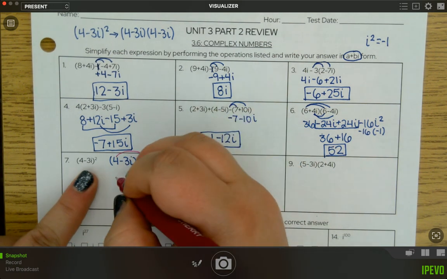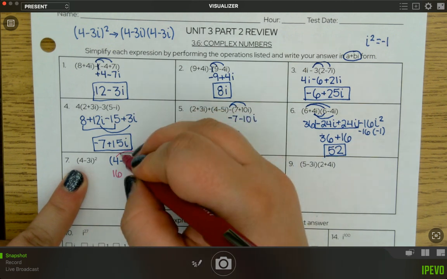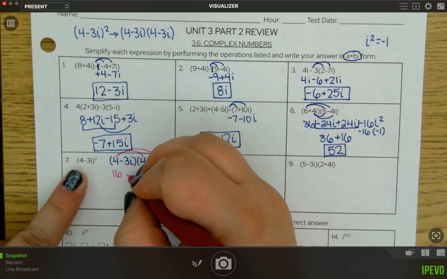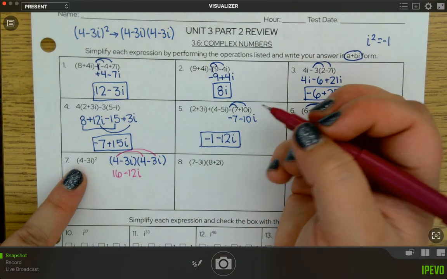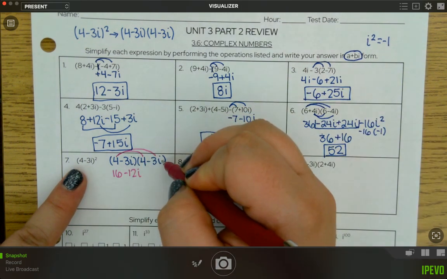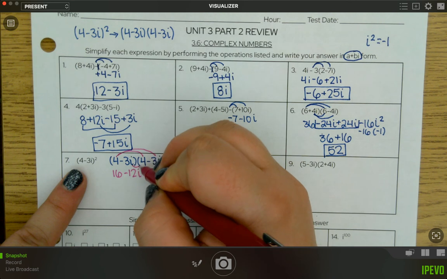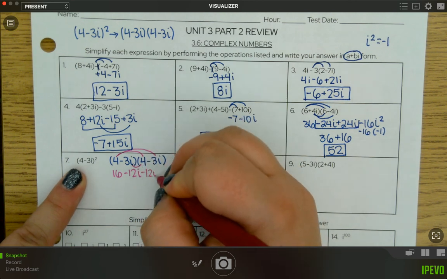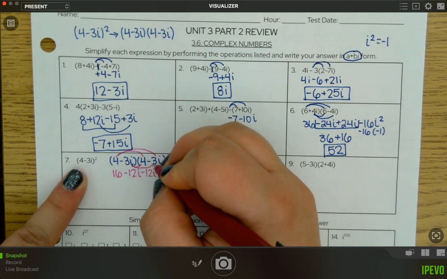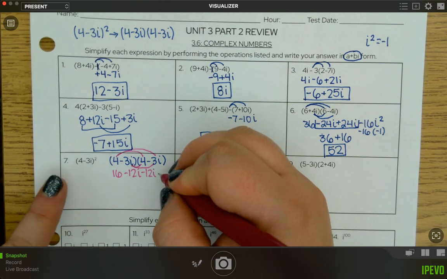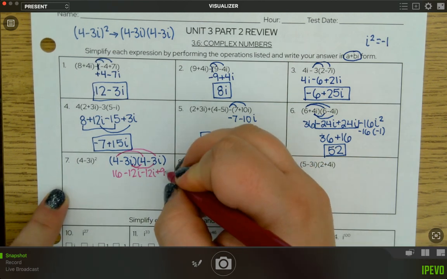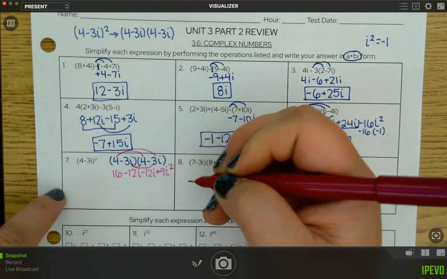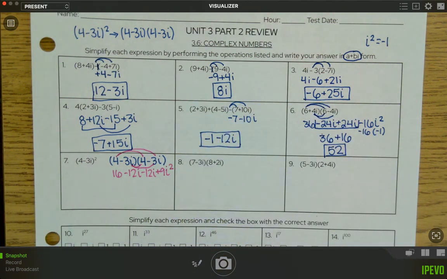4 times 4 is 16. 4 times negative 3i is negative 12i. And then we're going to take the negative 3i and multiply it by both of them. Negative 3i times 4 is negative 12i. And negative 3i times negative 3i. Negative 3 times negative 3 is positive 9. i times i is i squared. So take it one piece at a time. Multiply the regular numbers, then multiply the i's.